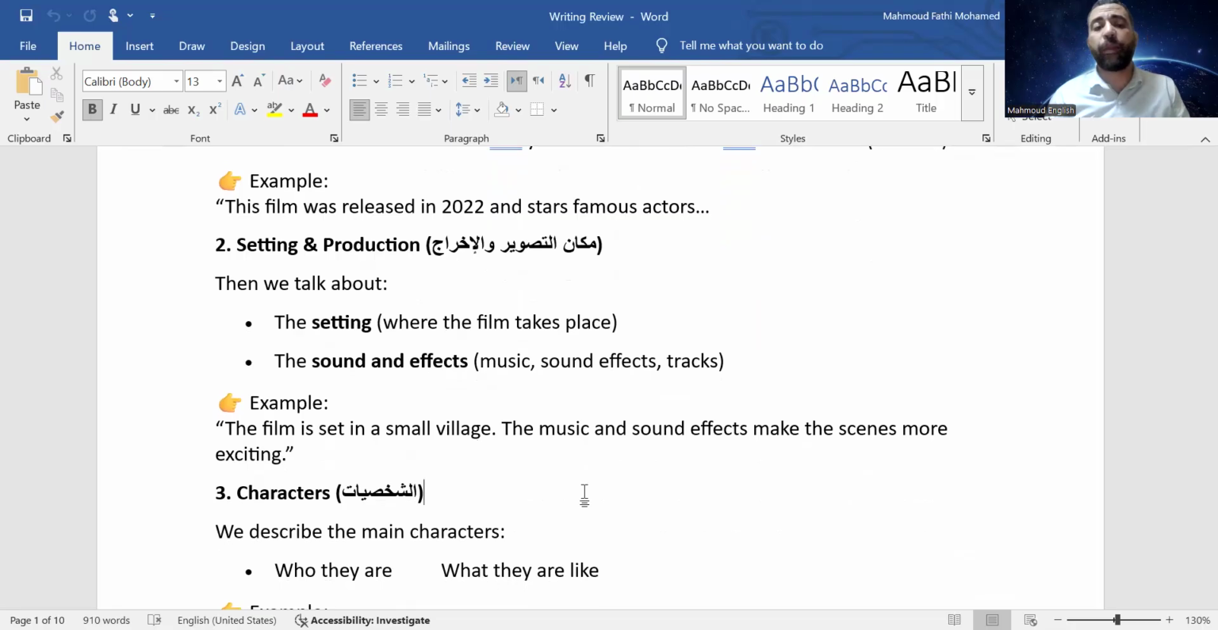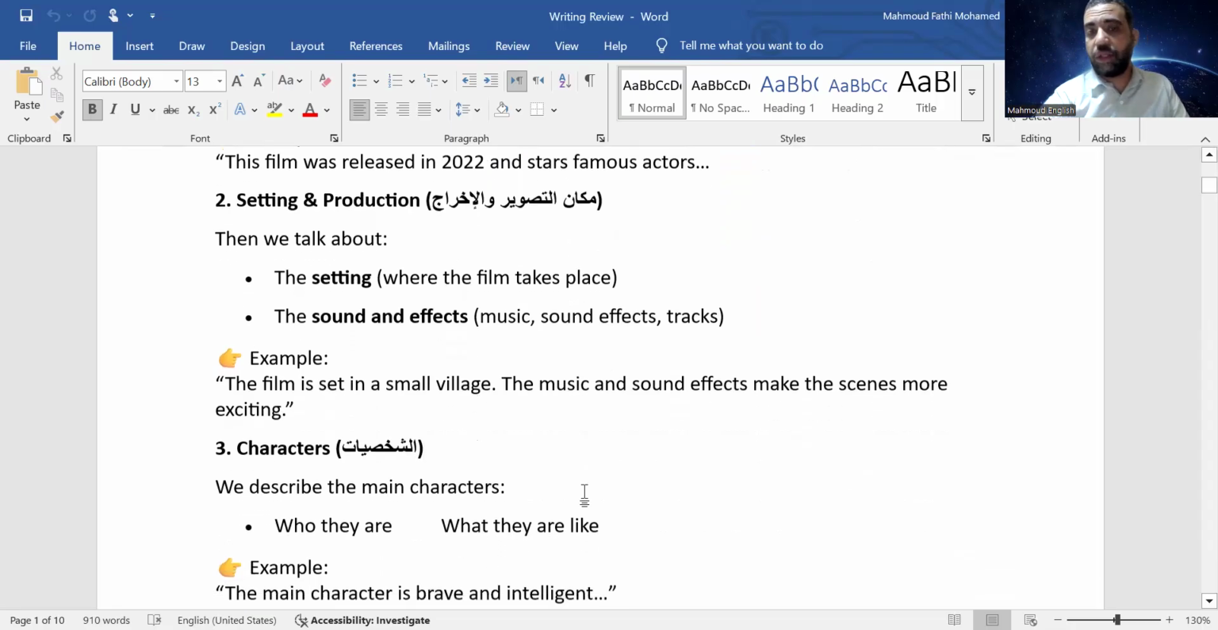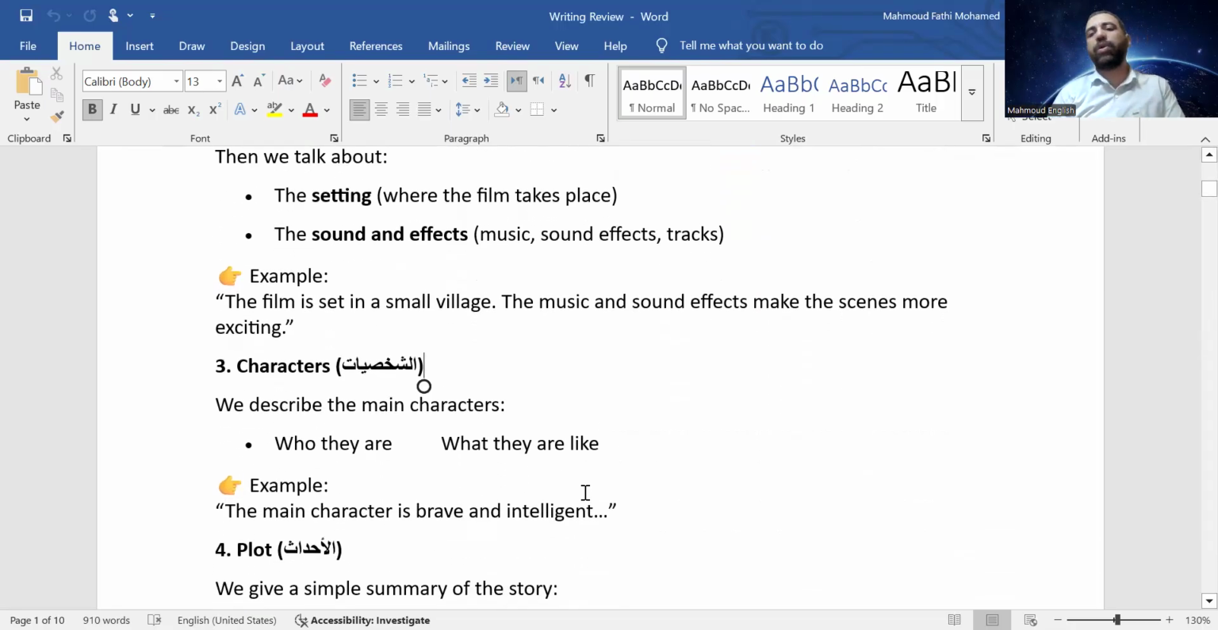And in another paragraph you can talk about the characters. For example, you tell me the star, Brad Jack, whatever his name is, was playing the role of, tell me the name of him and the name of his character in the film itself, and what they are like. For example, the main character is brave and intelligent, and things like that.